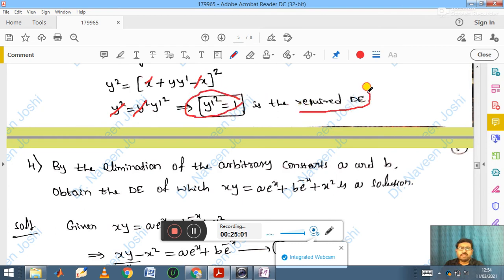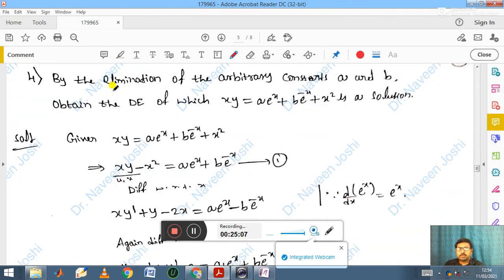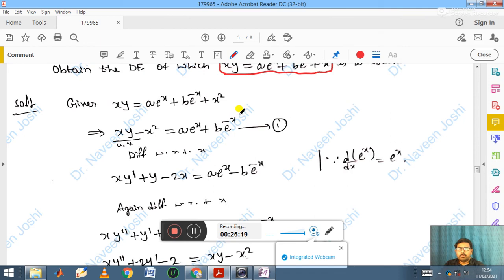the required differential equation. Then similarly you may go for this example. Eliminate the arbitrary constants a and b, obtain the differential equation, xy equals a into e power x plus b into e power minus x plus x square. Let us solve this. The given general solution is xy equals a e power x plus b e power minus x plus x square.